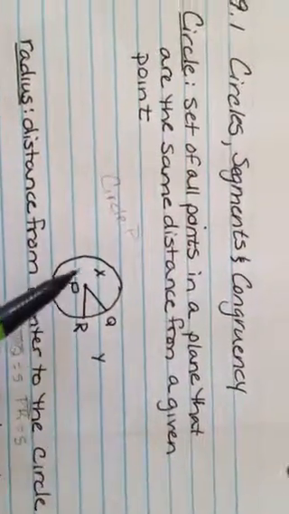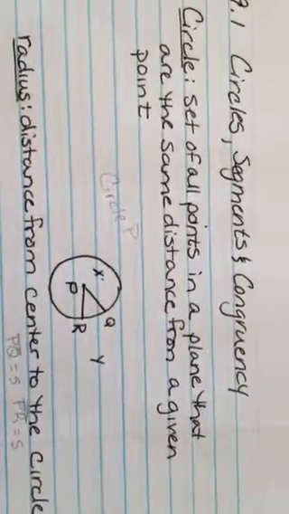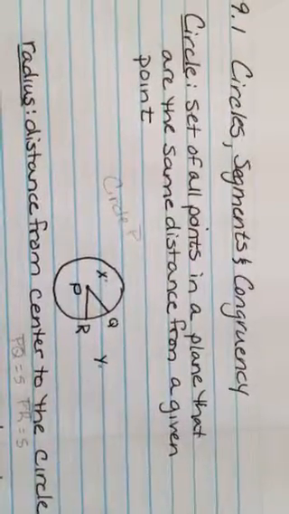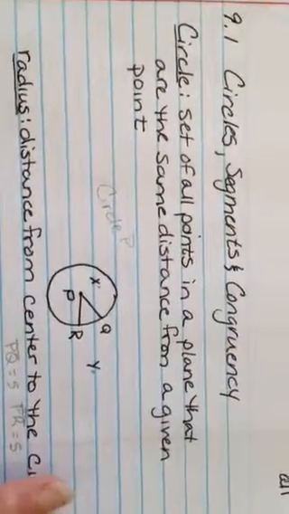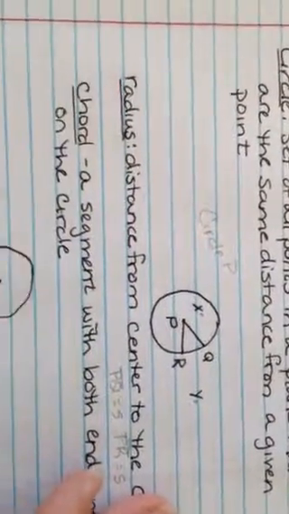All right, letter X is a point that is inside the circle. We call that interior, and Y is outside, so that's exterior. We'll need that information for some of our later lessons. All right, so here's our handy-dandy little circle.